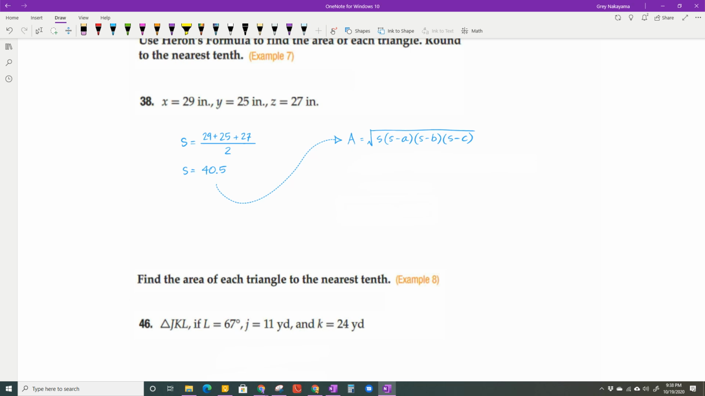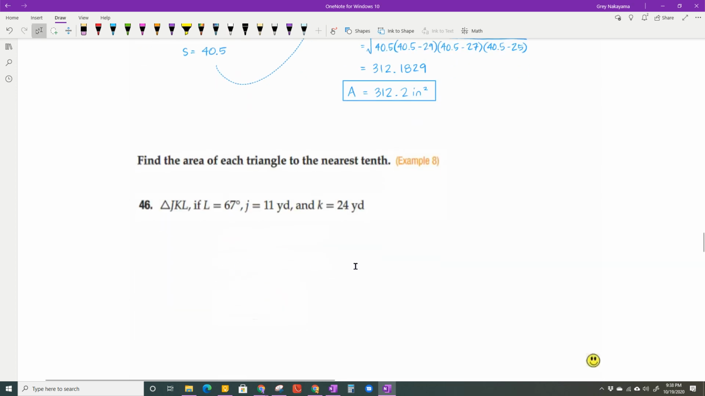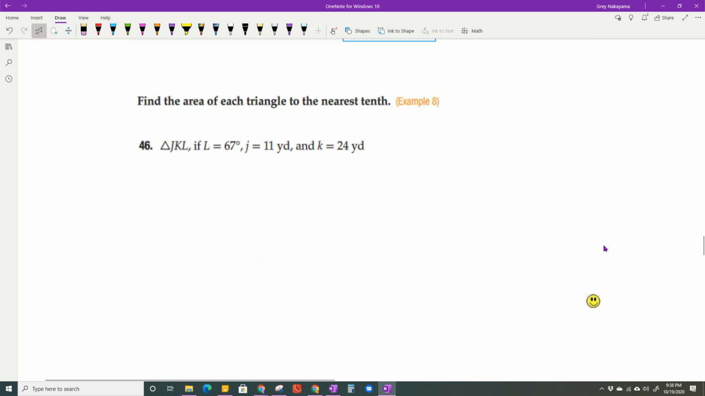So I just wrote it down again because we have it here. So A is equal to the square root of my semi-perimeter, which was 40.5. And then I'm going to have 40.5 minus each side length. You get to put it in your calculator just like that. Okay. Rounded to the nearest tenth gives us 312.2 square inches. That's all it is.